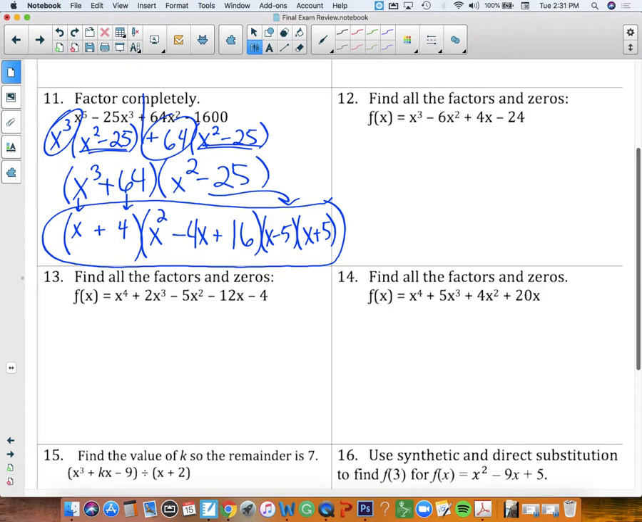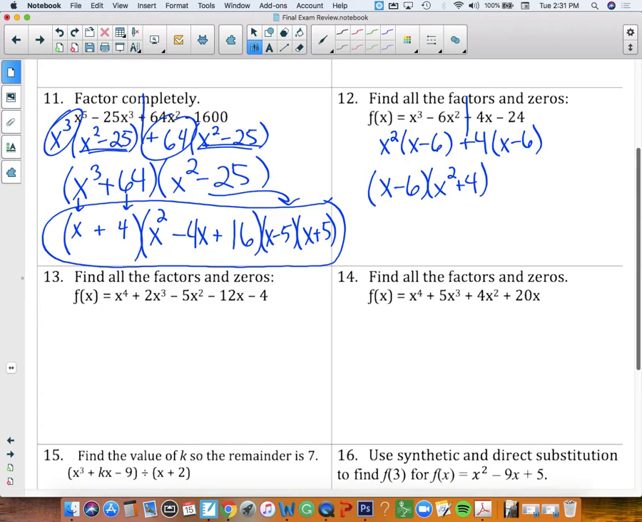All right, 12. We're going to try factor by grouping again. Cut it in half. Take out an x squared, x minus 6. Then on the right-hand side, we can take out a positive 4, x minus 6 again. That works because we have the same thing in the parentheses, x minus 6 twice. So that is your greatest common factor, x minus 6, and then we have x squared plus 4.